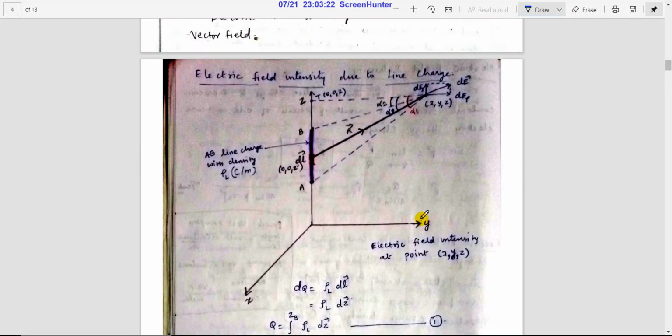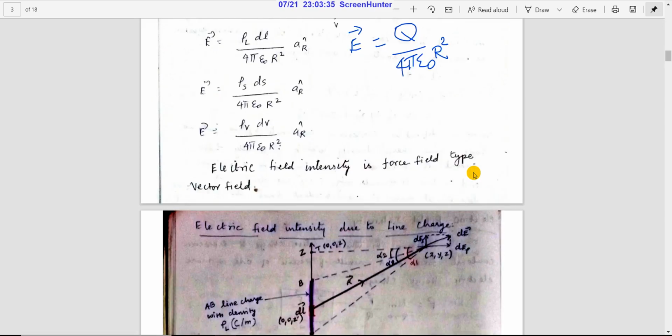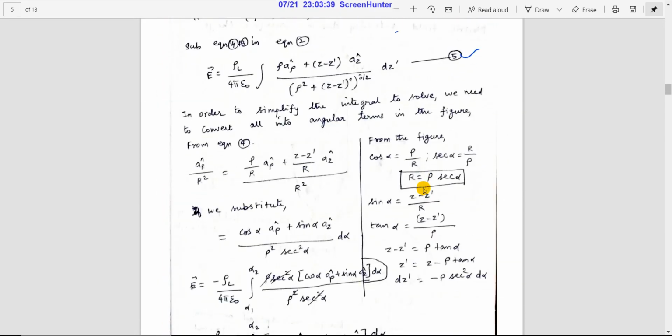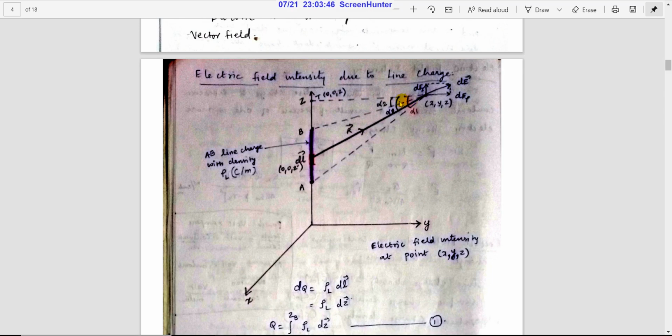So in order to simplify this particular integration, we cannot solve the integration in equation number 5 directly. So we need to convert these particular terms into the angles which we have given here. So how do we find these parameters in terms of the angular parameters given in the diagram?